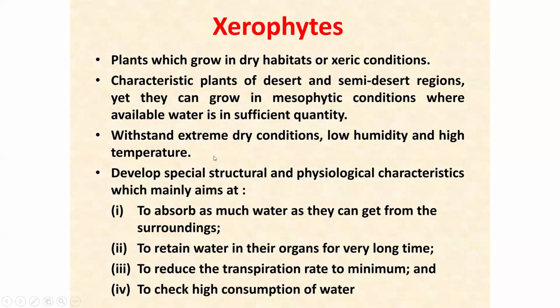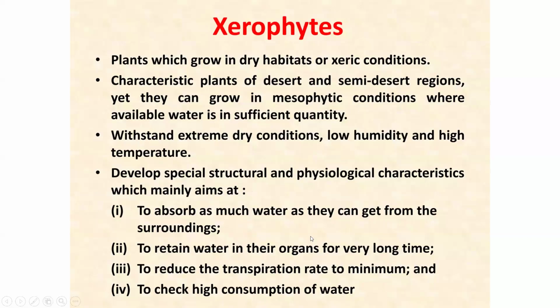This is mainly to absorb as much water as they can get from the surroundings, because they are growing in dry habitats. They retain water in their organs for a very long time. When water is available, they store or preserve it in organs like leaf or stem, and they reduce the transpiration rate to a minimum and check high consumption of water.